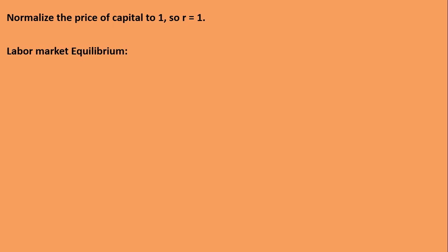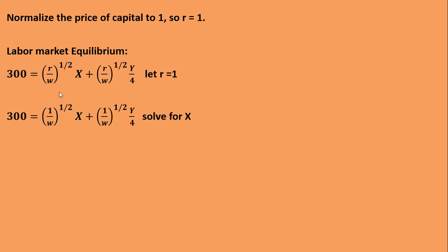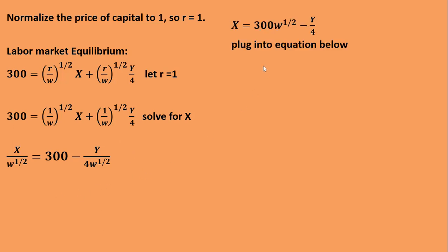So let's start with the labor market equilibrium. In labor market equilibrium, we're going to just set the supply equation equal to the demand equation, and make our substitution by letting r equal 1. So there's an r, it's now 1. I'm going to solve this for x. Just simplifying here, moving some things around, we get the following: x equals this mess. And now I want to plug this into the equation below.